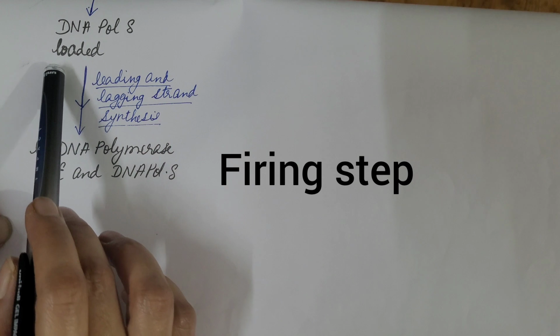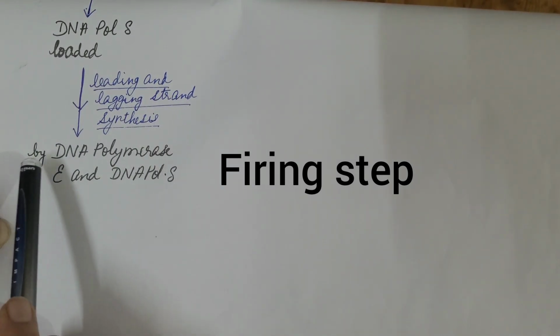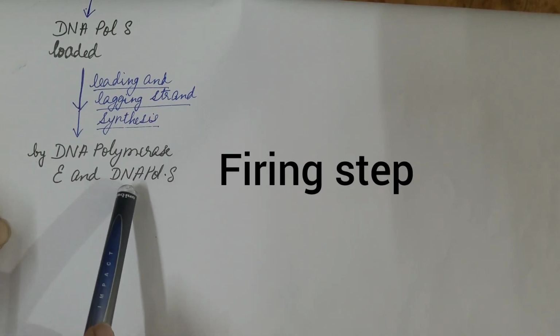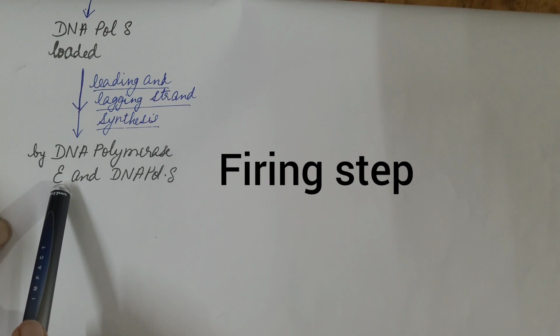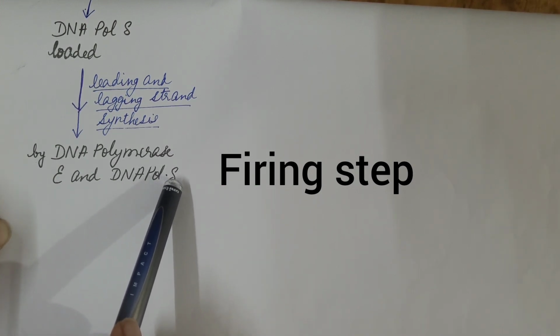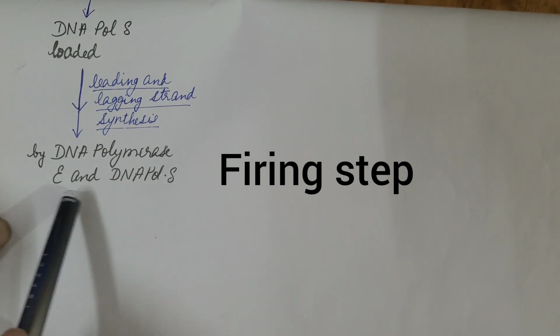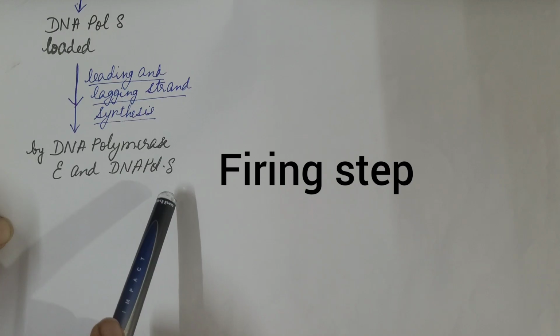Then DNA polymerase delta is loaded. Leading and lagging strand synthesis takes place by DNA polymerase epsilon and DNA polymerase delta. So DNA polymerase epsilon synthesizes the leading strand and DNA polymerase delta synthesizes the lagging strand. But it can be vice versa because it is not fully clear and research is still going on.